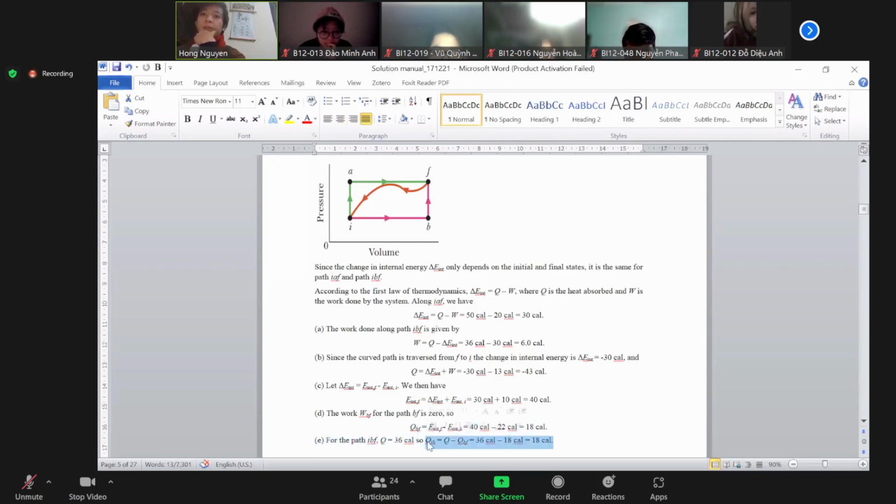Finally, for the heat of IB. So we know the heat of the total process IBF, okay? 36 calories. You should be able to find the rest because the heat IB should be equal to the heat of the whole process IBF minus the heat of BF. You just found it should be 13 calories. I recommend you to redo it by yourself. Redo it by yourself, okay? Otherwise, you will make a mistake.